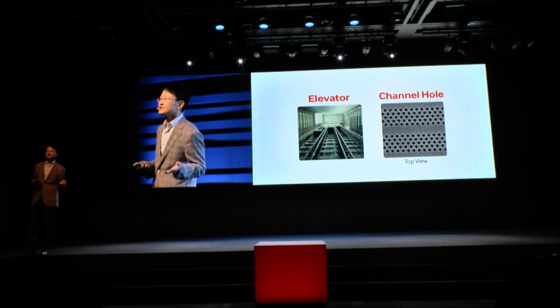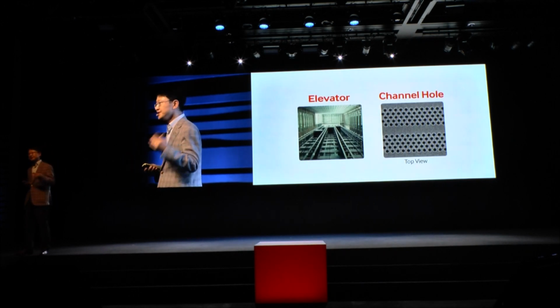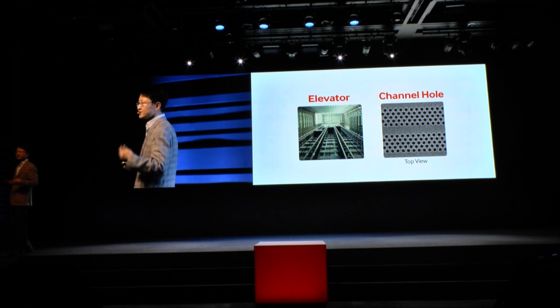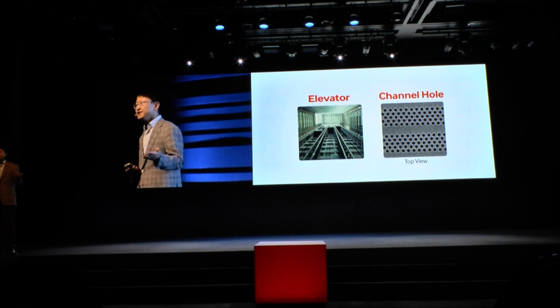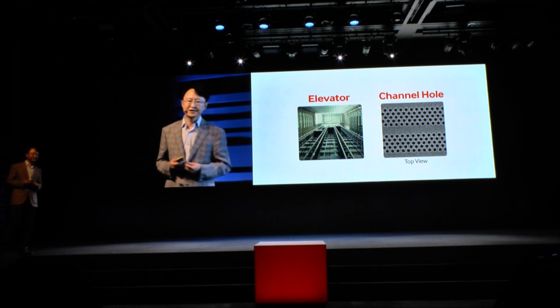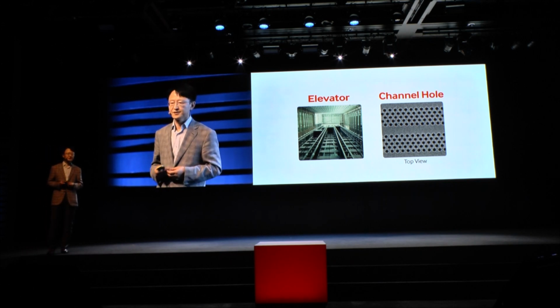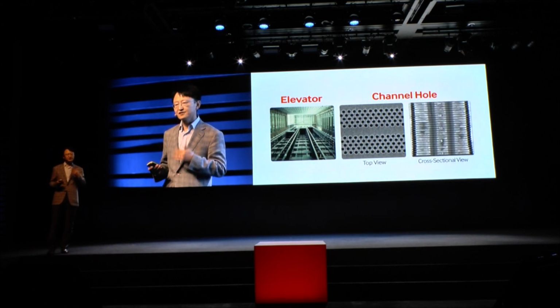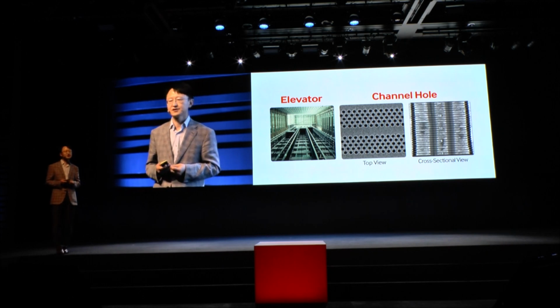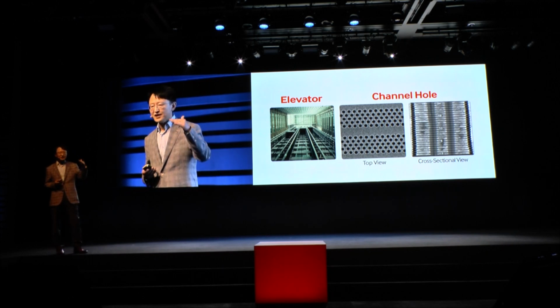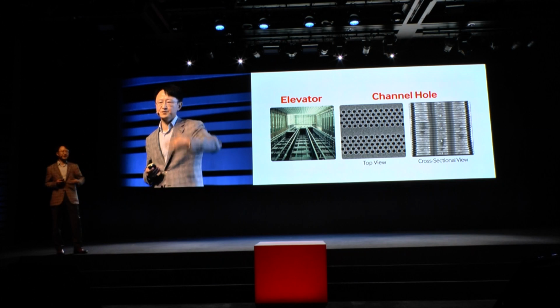Similar to elevators in apartment buildings, 3D V-NAND has channel holes. The right figure shows the top view of 3D V-NAND. You can see a lot of holes there. Then let's look at the cross-sectional view of the channel holes. We can see that the channel is formed evenly from top to bottom.